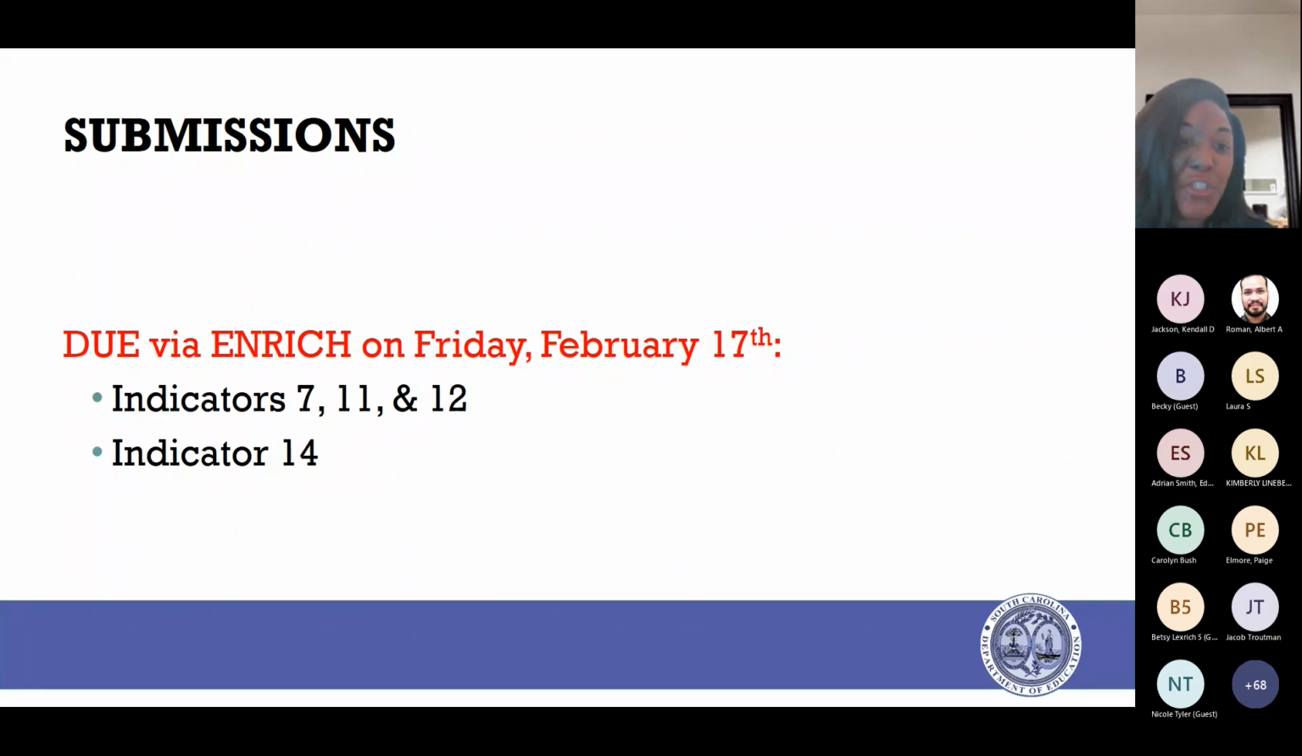The submissions for indicators 7, 11, and 12 for the data quality check are still due tomorrow, as well as indicator 14. Those reports are still due tomorrow. If you are a district that's seeing duplicates within your district, don't worry, because that is one of the things that we do look for at the state level before we finalize and clean the report. We do look for duplicates.